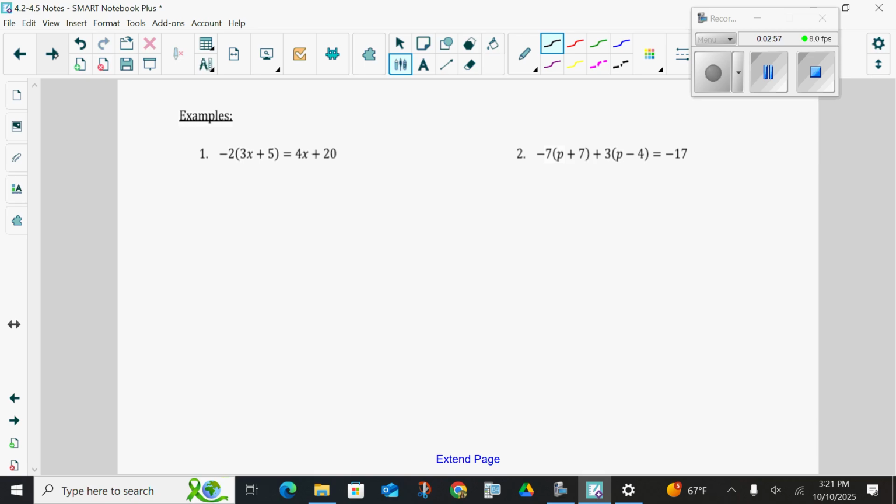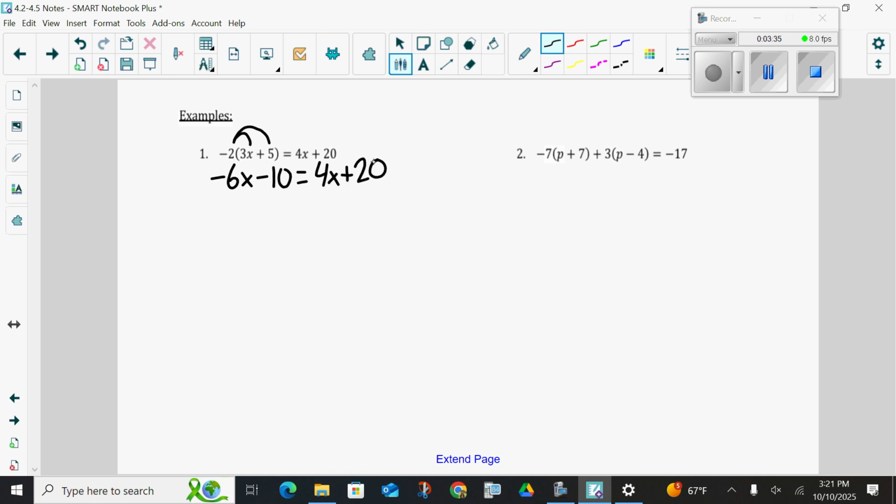Both of our first two examples are normal equations that we're going to solve. I'm going to do number 1 with you, and then you're going to do number 2 on your own. Looking at number 1, this is a complex equation. I'm going to solve for x. The first thing I need to do is distribute that -2. When I do that, I get -6x minus 10, still set equal to 4x plus 20.